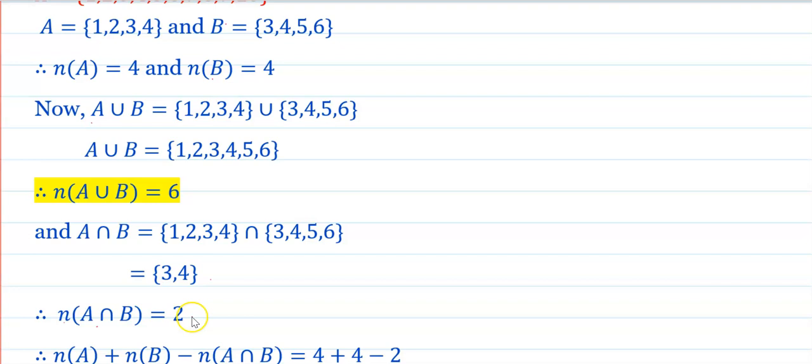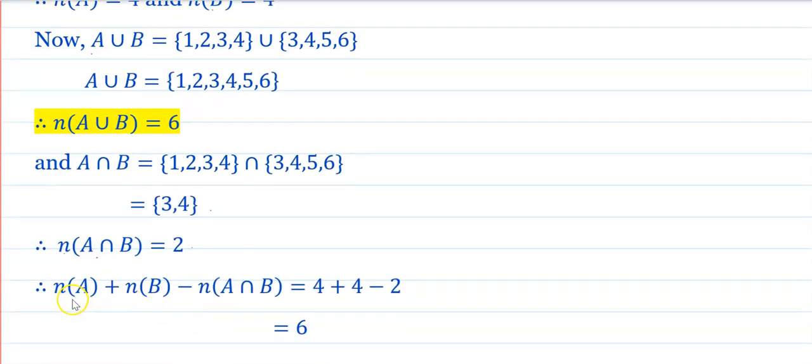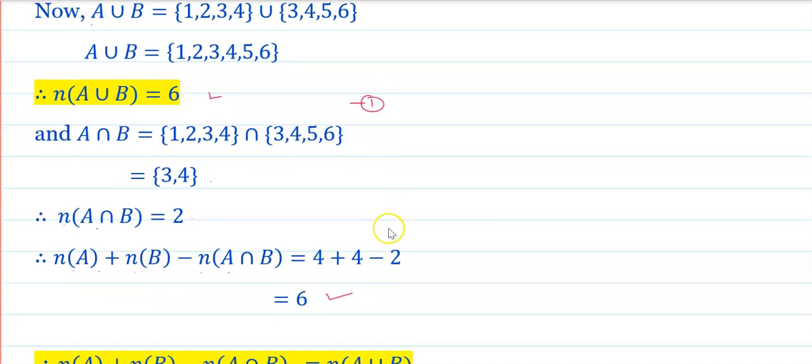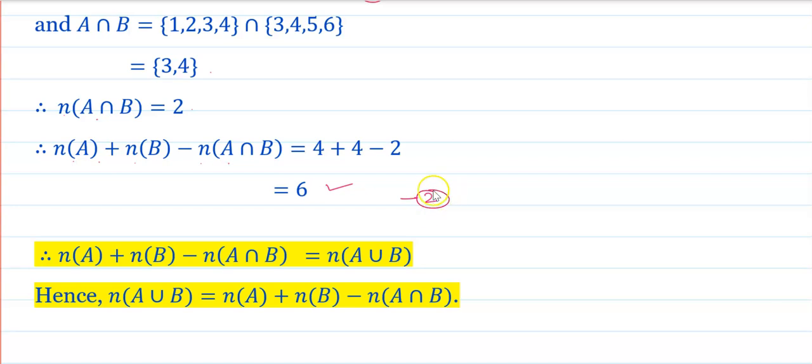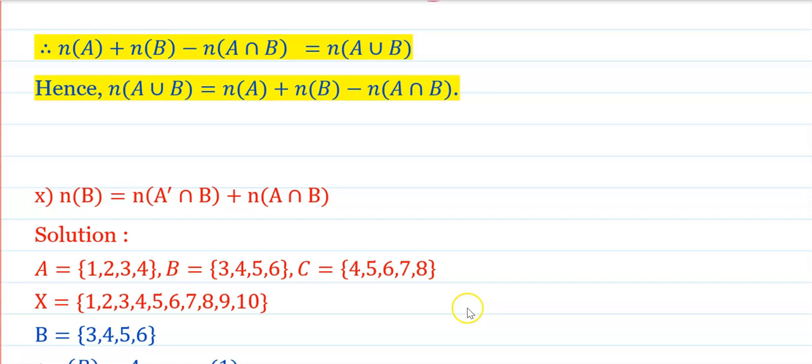N of A intersection B is 2. Therefore, if we substitute into N of A plus N of B minus N of A intersection B, it is 4 plus 4 minus 2, which is equal to 6. And this is also 6. If we consider this as 1 and this as 2, then from 1 and 2, N of A plus N of B minus their intersection is equal to N of A union B, and hence N of A union B is equal to N of A plus N of B minus their intersection, and hence it is a proof.